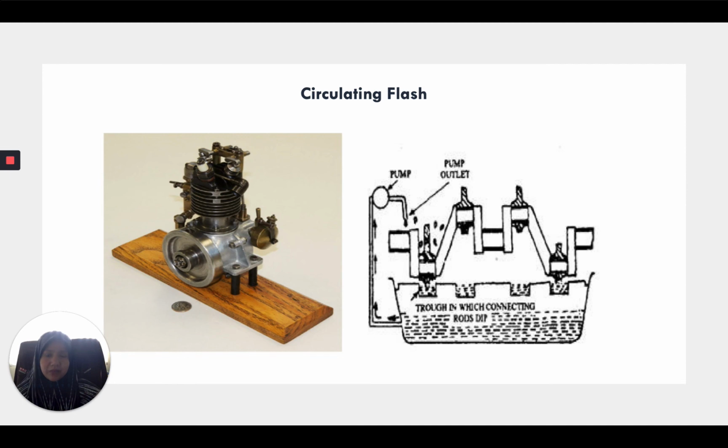And the third one is circulating splash. Okay. Normally, this kind of circulating splash is used in small single-cylinder air-cooled engines, where the oil is scooped from the pan and splash forming mist to lubricate other parts.